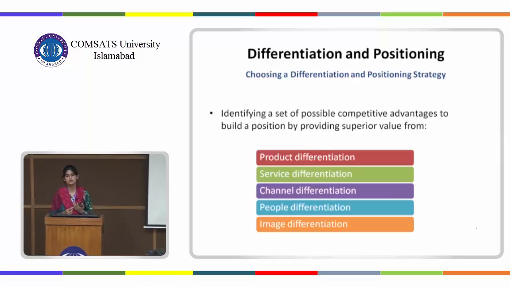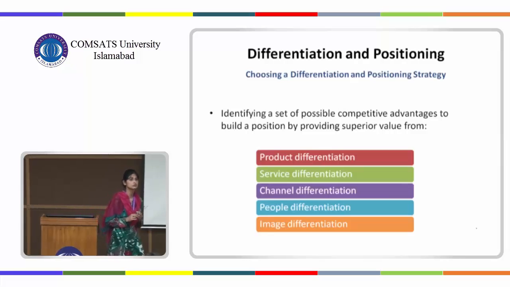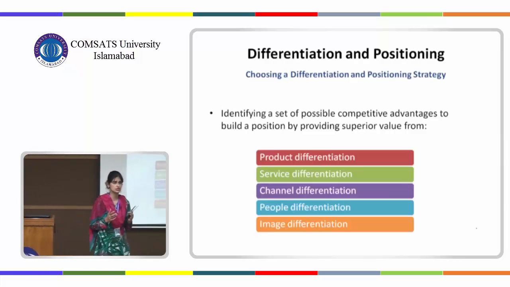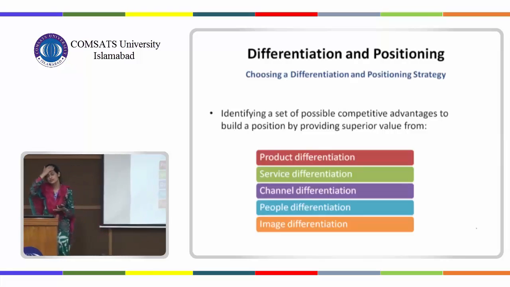And there could be image differentiation at the same time as well. So what is image differentiation? Image differentiation is that you have an image edge over the competitor. So maybe Safeguard might have an image edge over Lifebuoy, since Lifebuoy was at one point of time the red soap, right? So Lifebuoy had to work really hard to reach Safeguard's level where you could see them equally. So that is image differentiation.